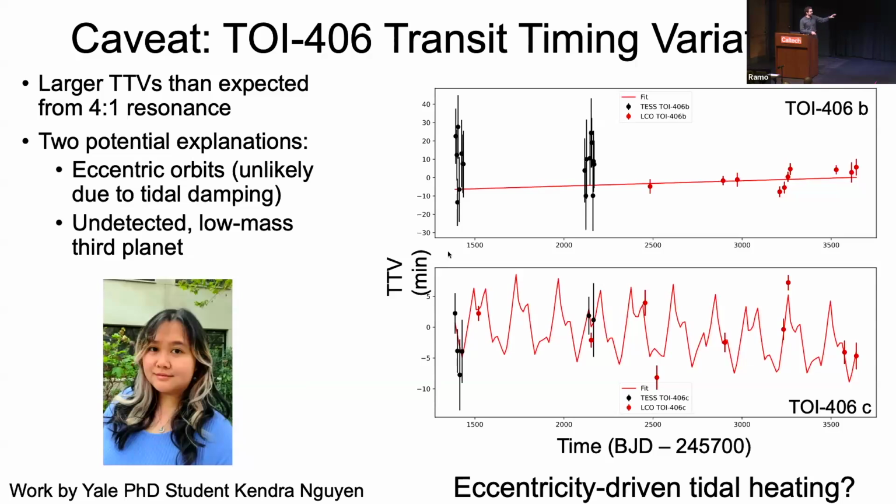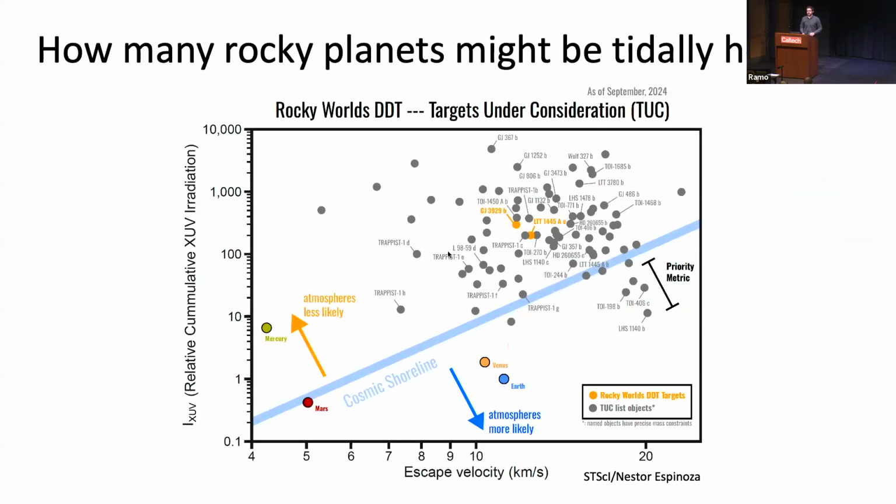And that's not just true for TOI 406. There are a lot of systems that this may be important for. So here I'm showing the JWST Rocky Worlds Director's Discretionary Time Targets Under Consideration list. These are all the rocky planets that the community has decided are our best opportunity to search for atmospheres. And now I'm going to put a red star over all of the planets in this sample that are near a first or second order mean motion resonance.